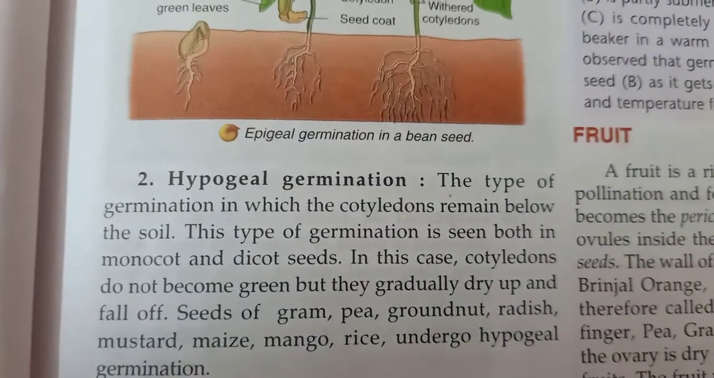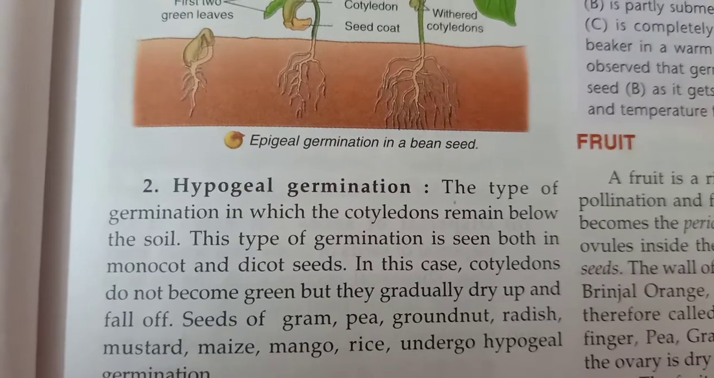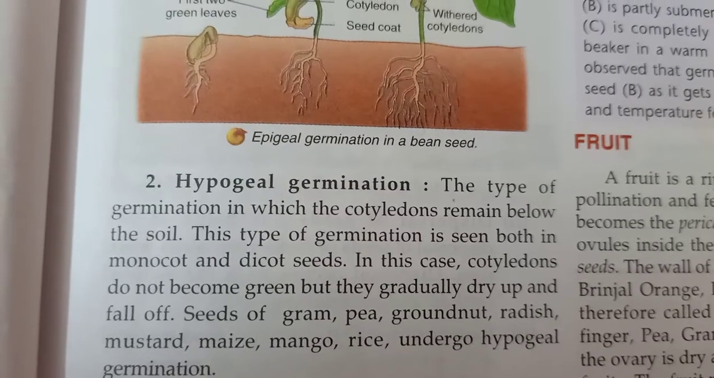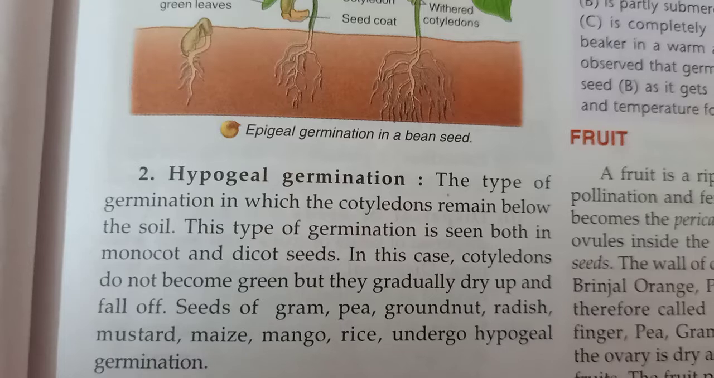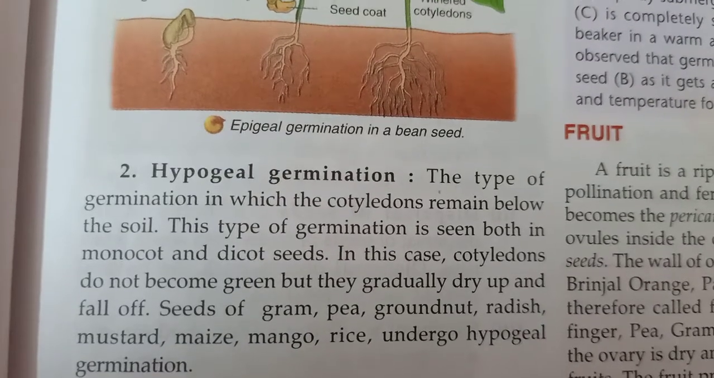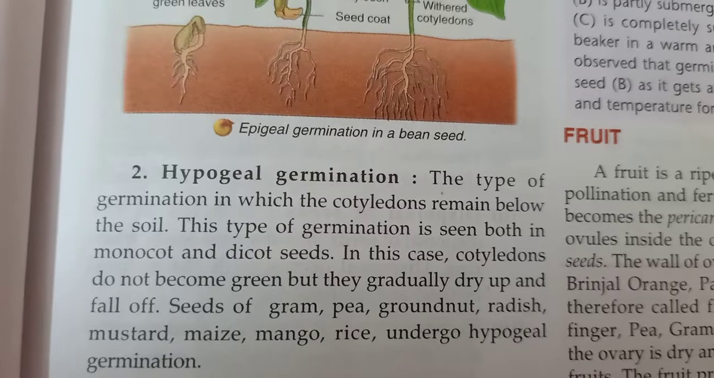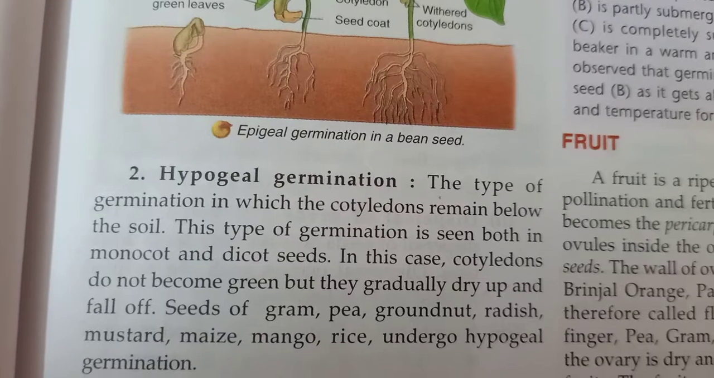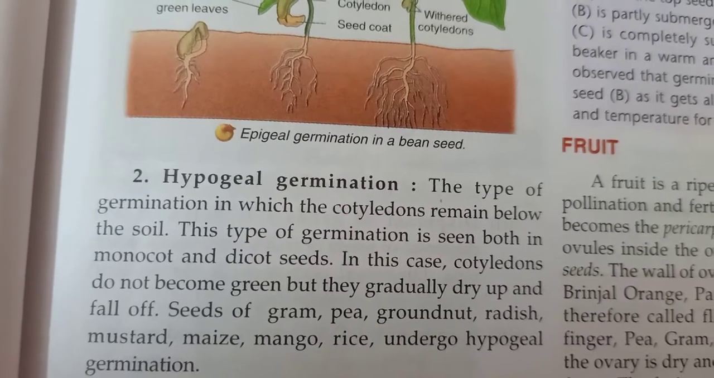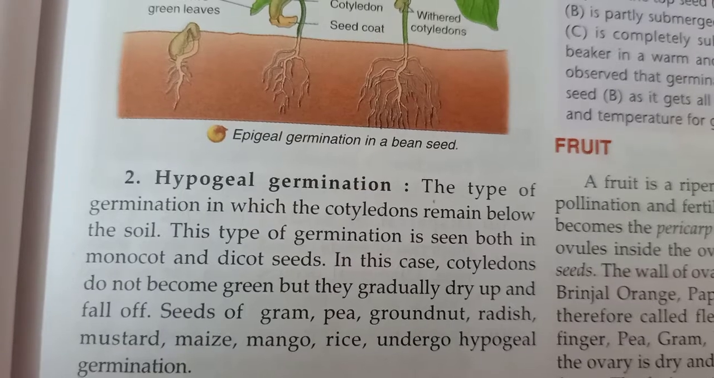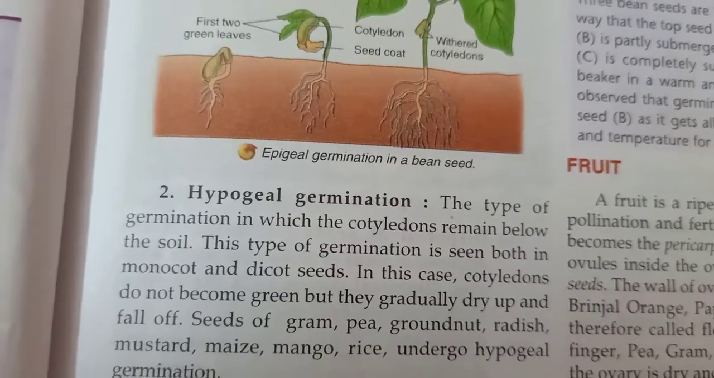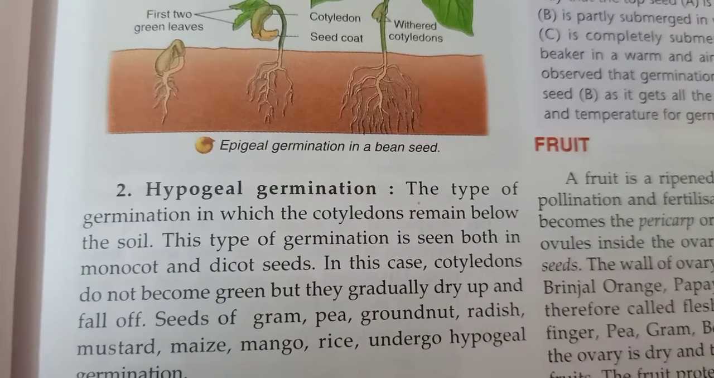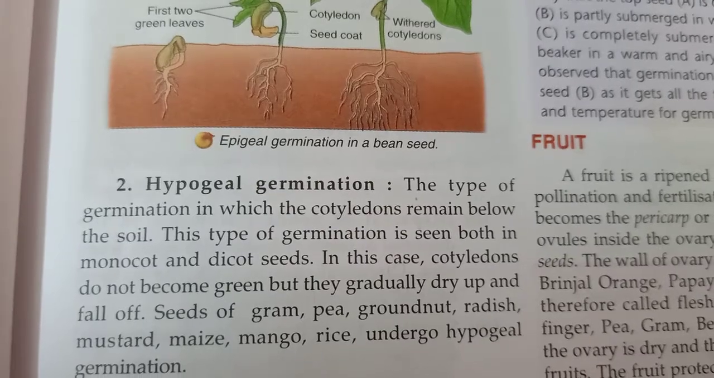Now this type of germination is seen both in monocot and in dicot seeds. The examples in which hypogeal germination takes place are the seeds of gram, pea, groundnut, radish, mustard, maize, mango, rice. All these undergo hypogeal germination. So with this, we have finished with this assignment, and soon I will upload the next assignment for you all. Thank you.